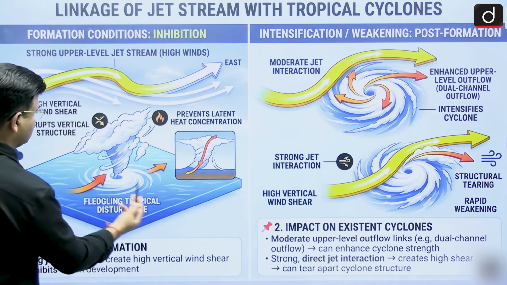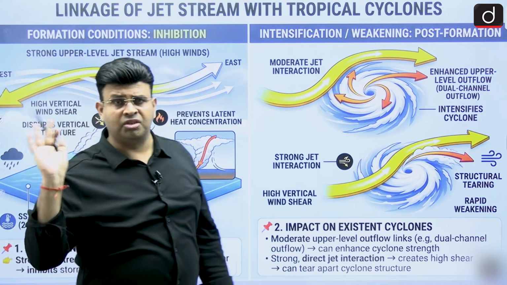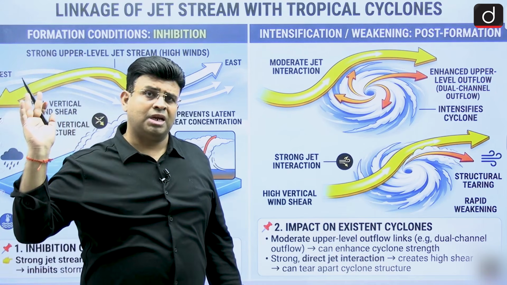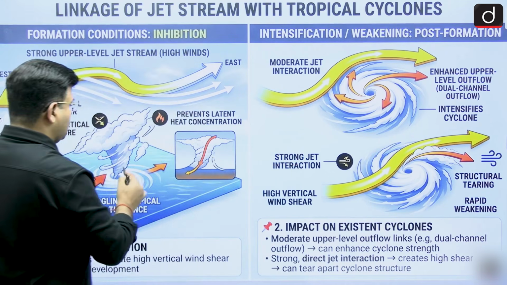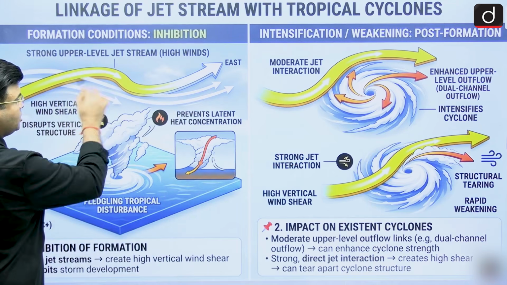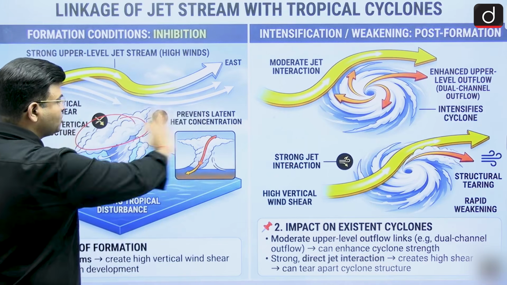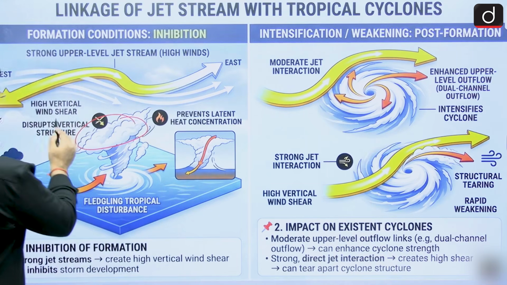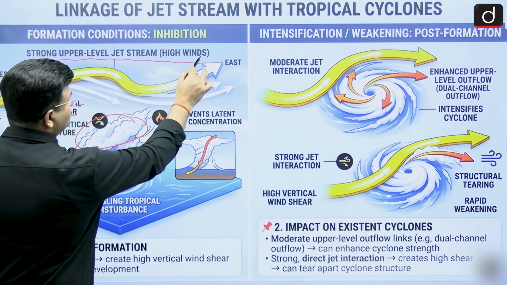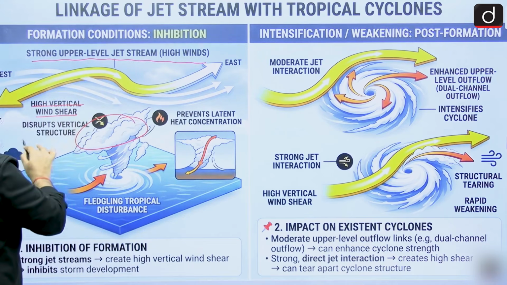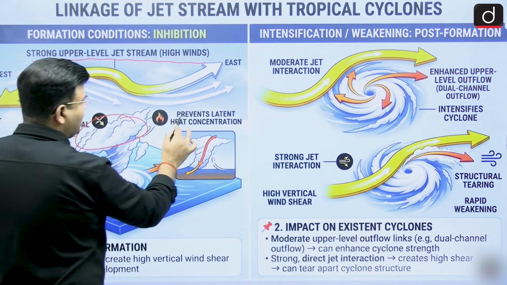So what is happening? As we discussed in the earlier video, when the subtropical westerly jet stream comes in contact with a tropical cyclone, the shear force increases and the upper structure can be removed. So with high vertical wind shear, if a strong upper layer jet stream is there, it disrupts the vertical structure and prevents latent heat of condensation.